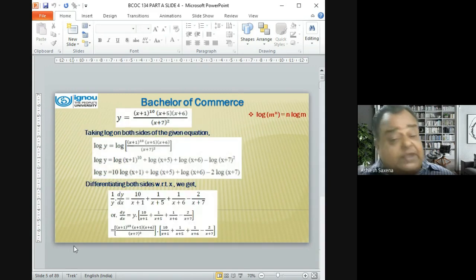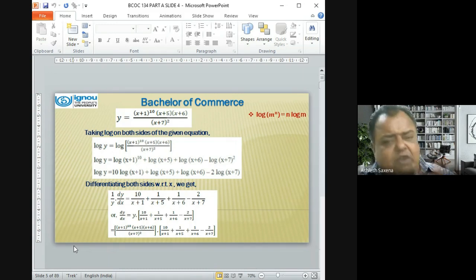Next one, this is a composite function. Now the thing is that you can see that there are a number of functions, and in one function you have power 10, and the rest are all in multiple form and are linear. We have numerator as well as denominator. Something which is not so common.